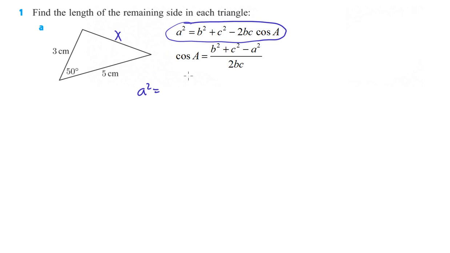A squared equals b squared plus c squared, so it's the other two sides of the triangle. We can just do 3 squared plus 5 squared, doesn't matter what order, minus 2 times b times c, so again 3 and 5, and then cosine of the angle that's across from the side that we're looking for. Because there's a, that's capital A, the angle across from that side is 50.